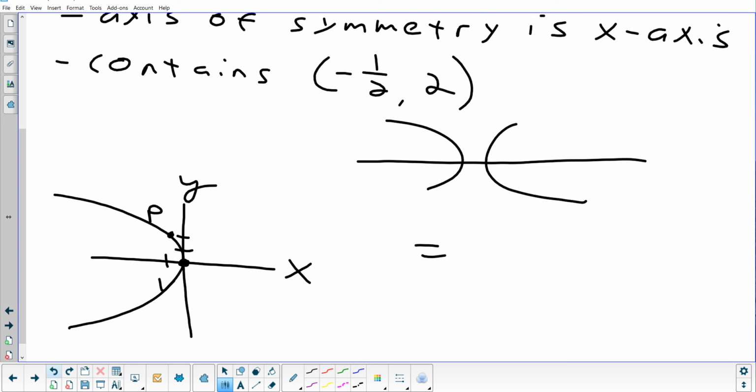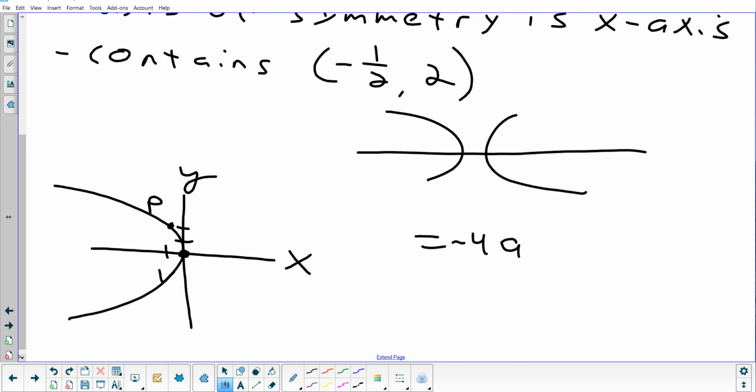What number comes after the equal sign? 4 or -4? Yep, -4. The parabola opens in a negative direction, so you use a -4. Negative directions are left and down. So it's a -4. Put your A.